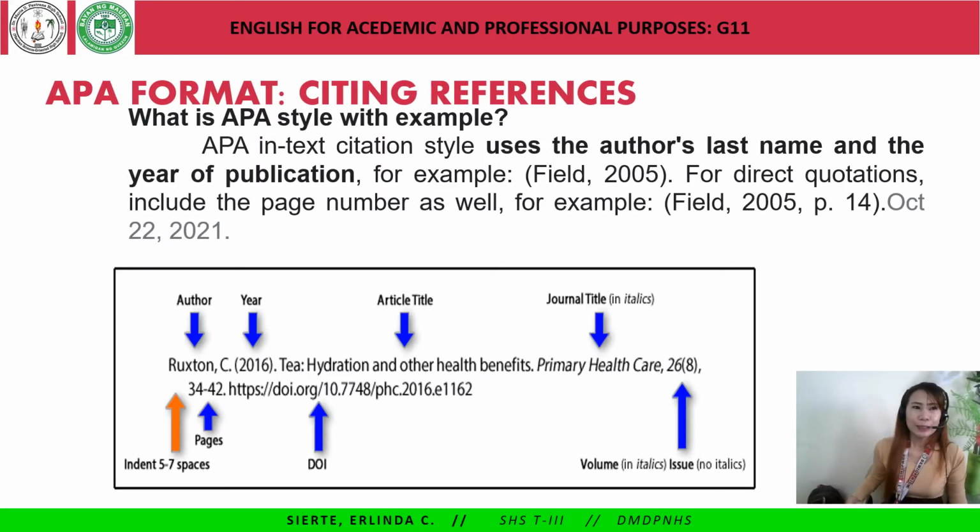Next, of course, in having a massive research or even just a simple research, we are citing references, and in citing references, there are formats. So we are using the APA style in citing the references because we should avoid plagiarism.